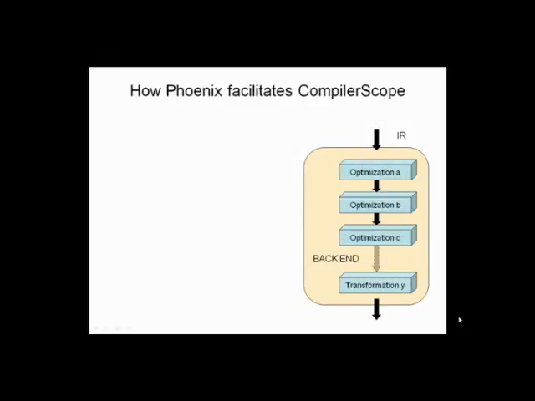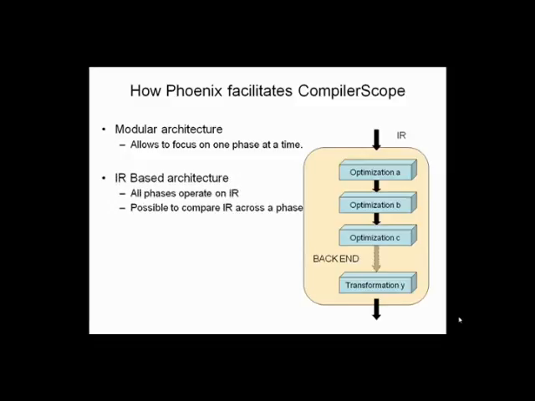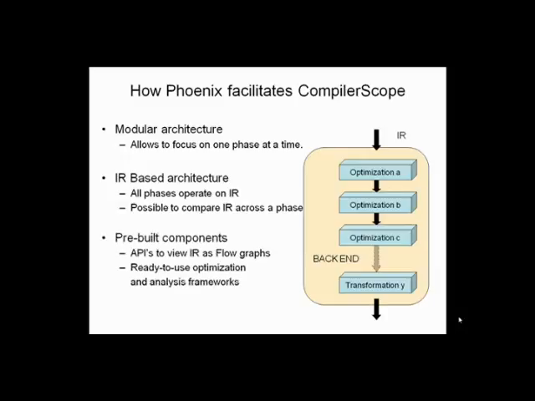Phoenix also facilitates CompilerScope in a number of ways. Its modular architecture allows CompilerScope to focus on one phase at a time. The IR based architecture of Phoenix makes it possible to compare IR across different phases, and the pre-built components such as APIs to view IR as flow graphs help a lot in the display of CompilerScope.